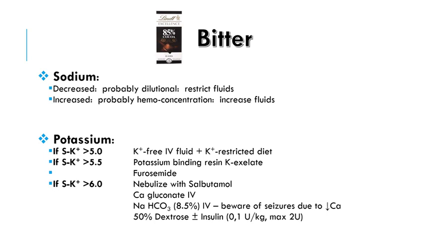If it's more than 5.5, consider something like K-exolate and a dose of Lasix. If it's more than 6, then there are a lot more things that you'll have to do to try and decrease the potassium. If it's more than 6, you should also do an ECG to see if there are any ECG changes.